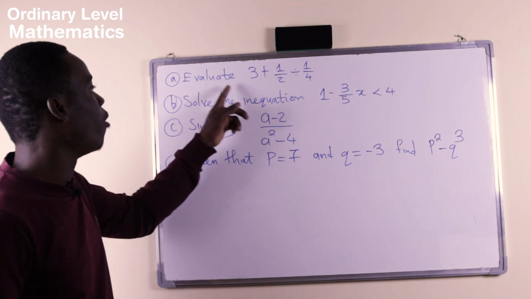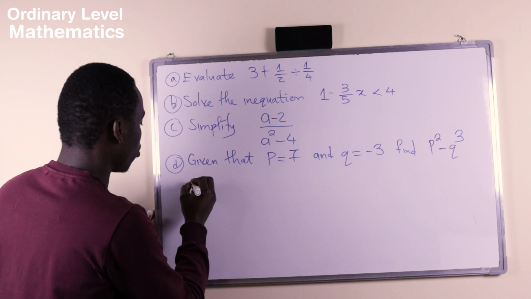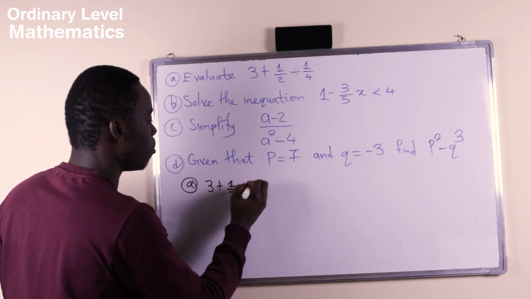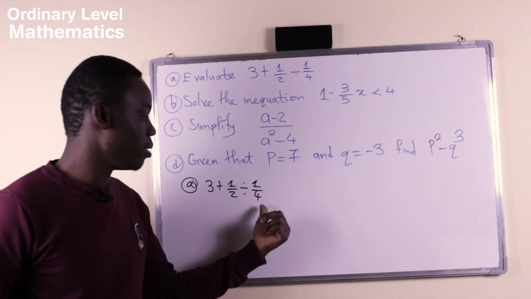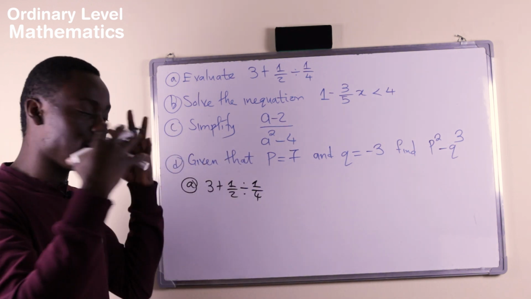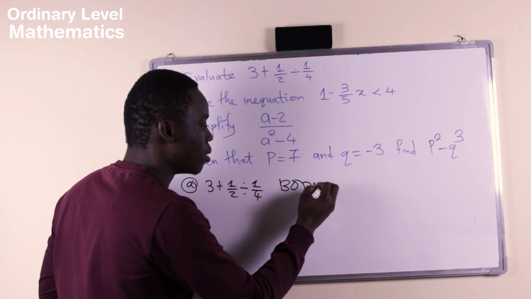So the first one is evaluate 3 plus 1 over 2 divided by 1 over 4. So we're going to evaluate 3 plus 1 over 2 divided by 1 over 4. Now, if you've noticed, we've got addition and division, and always when you have different signs in one expression, the very first thing you have to do is use what we call BODMAS.